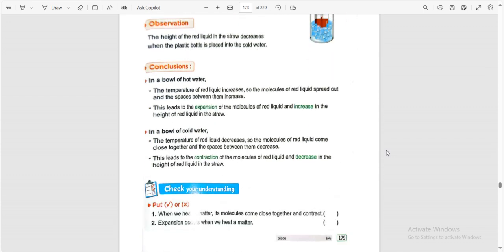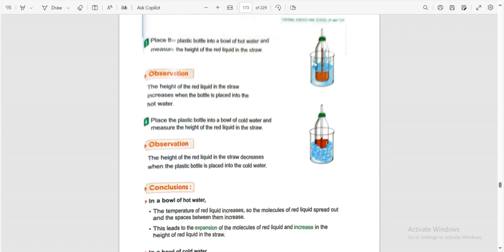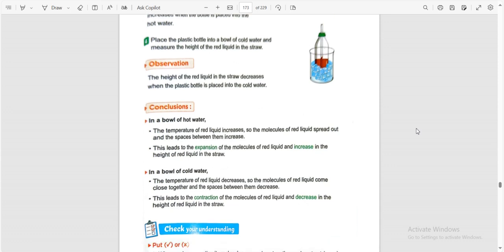Why? So this is the conclusion. Expansion happens when the temperature is higher. This is the case for hot water. And contraction happens in the case of the cold water. Very good.